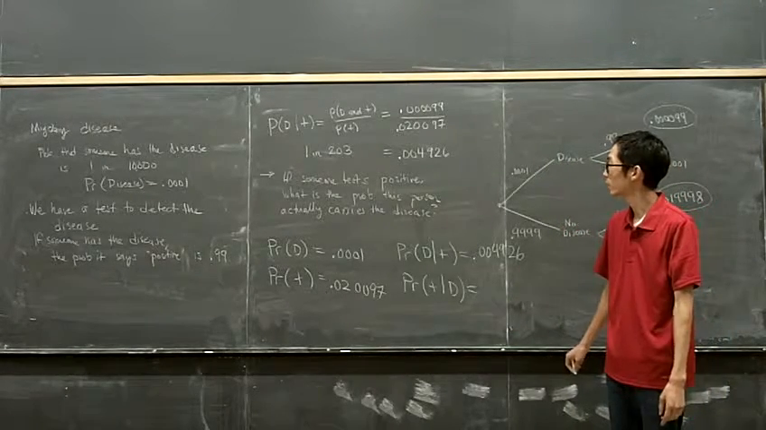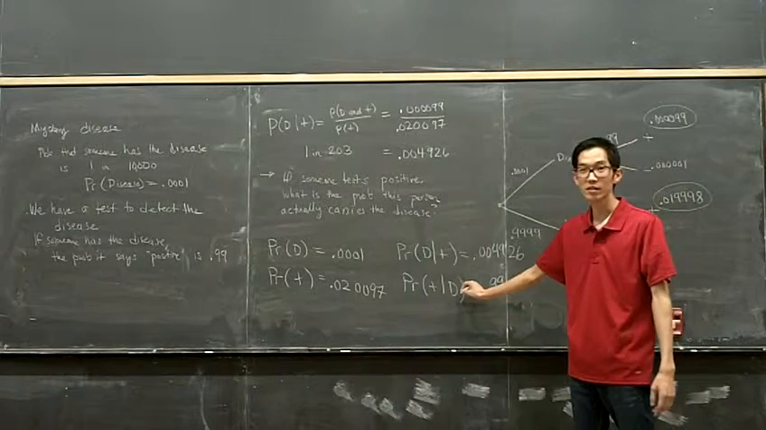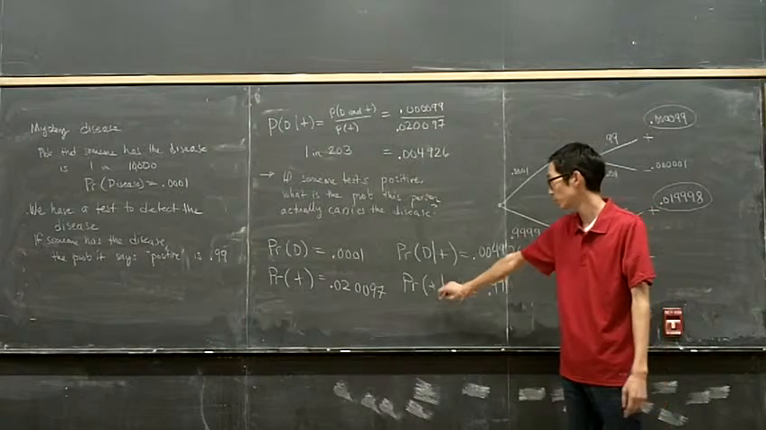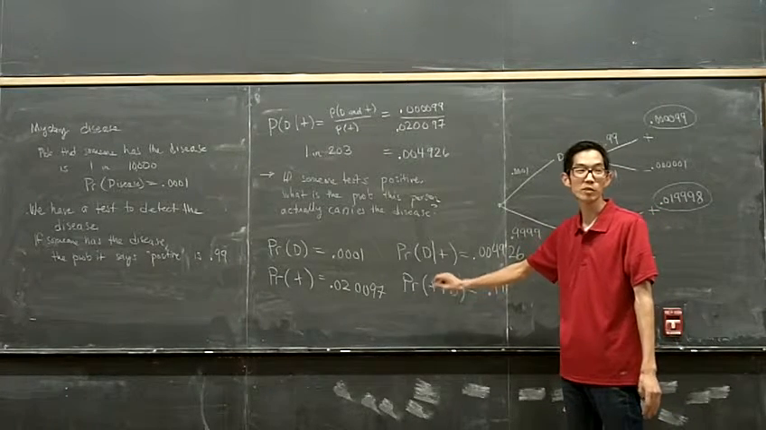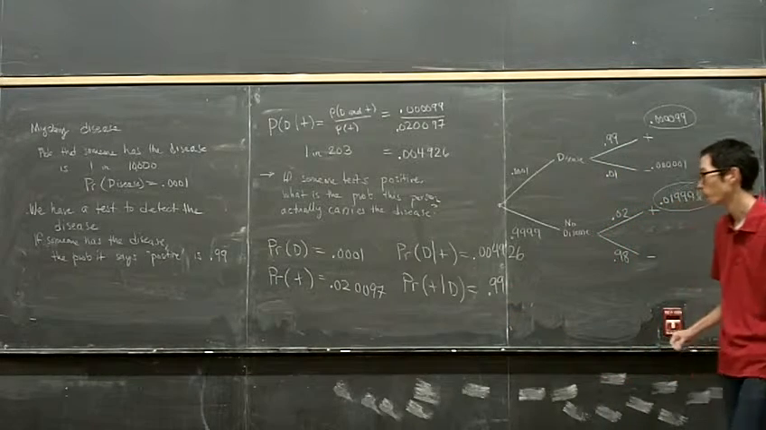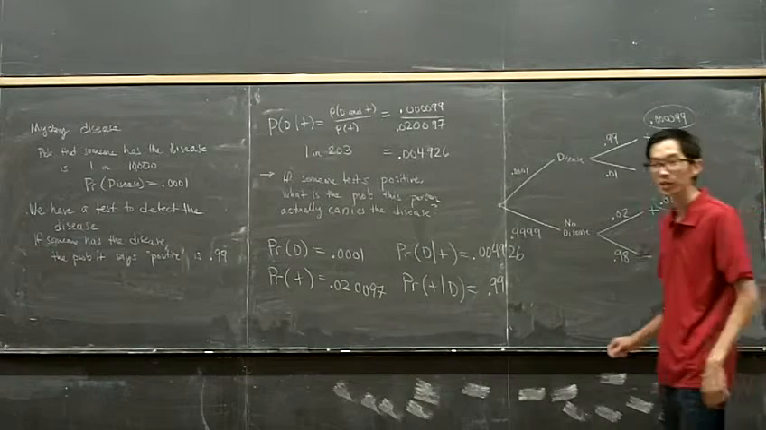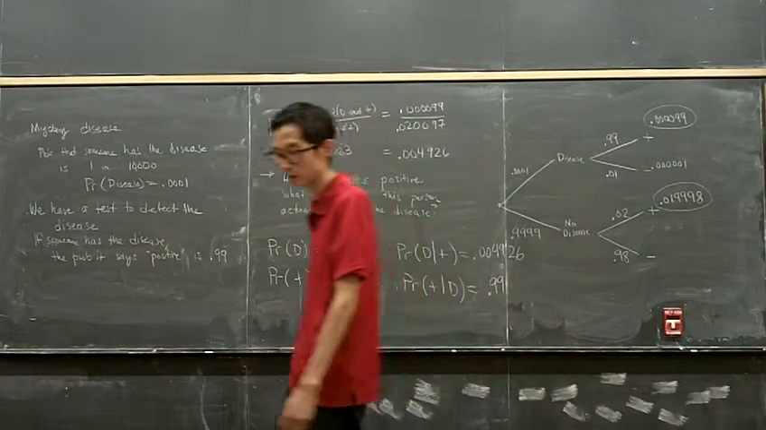This one is just 0.99. If somebody has the disease, what's the probability that they test positive? This is the probability of positive given disease, 0.99. That's directly in the problem. Is that okay? There is an example in the book, and I recommend that you follow the example along.